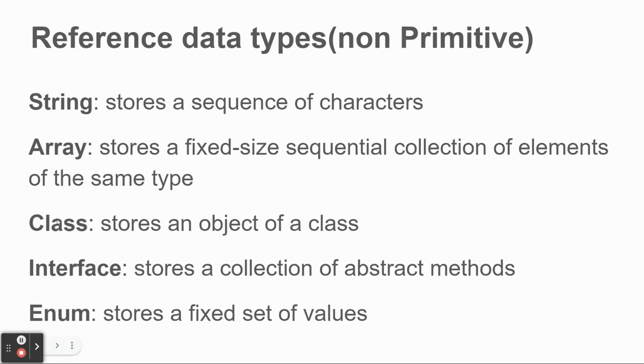Okay, then class, it is used to store the objects of the class. Then interface, it will store the collection of abstract methods. So we will create an interface to store a collection of abstract methods. Okay, we'll see this in detail, abstract and non-abstract and all this. And enum, it will store a fixed set of values. Okay, so these non-primitive data types we will see in the upcoming lectures in detail.